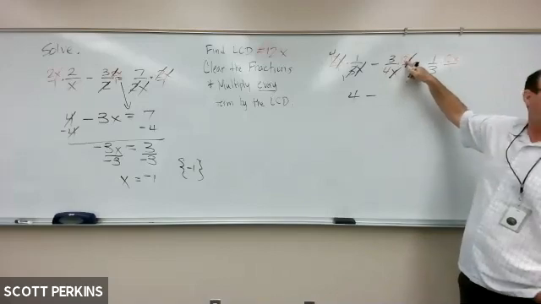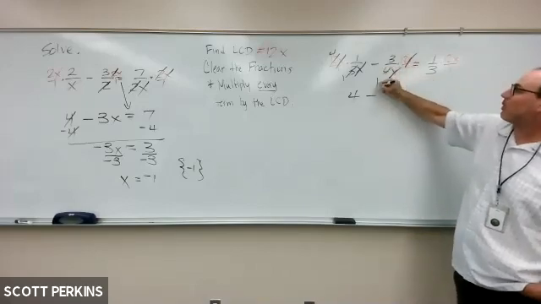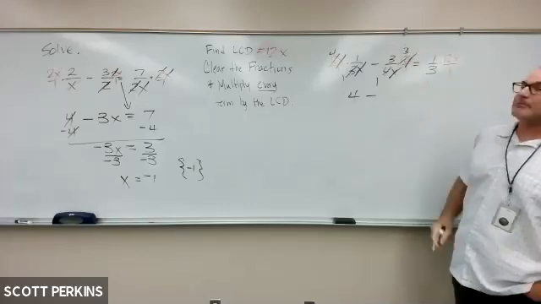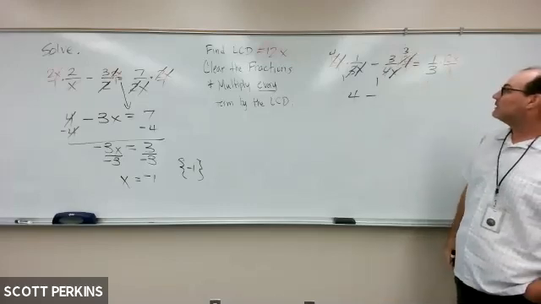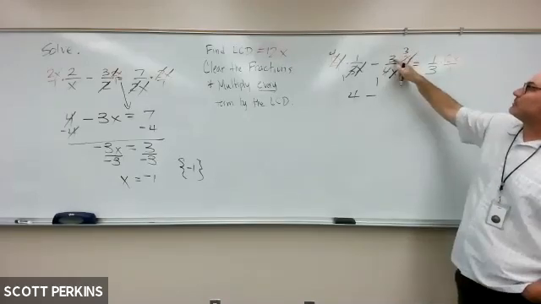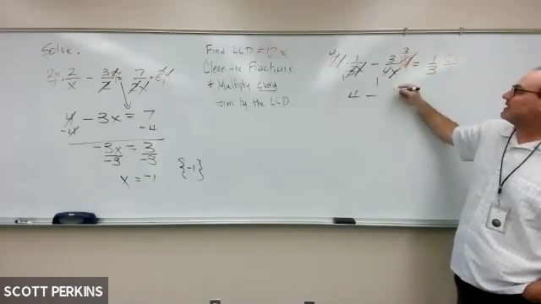4 goes into 12 3 times. That's true. So 4 goes into 4 once. 4 goes into 12 3 times. That is great. And so then what is left over is 3 times 3 in the top, and 3 times 3 is 9.